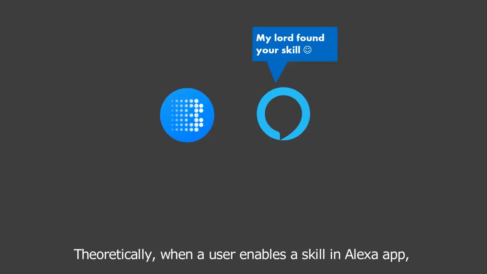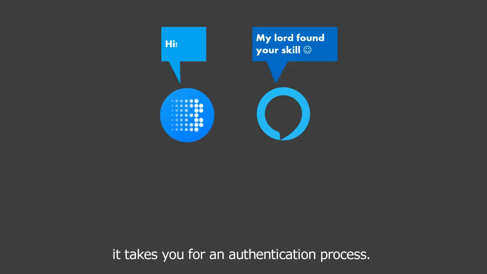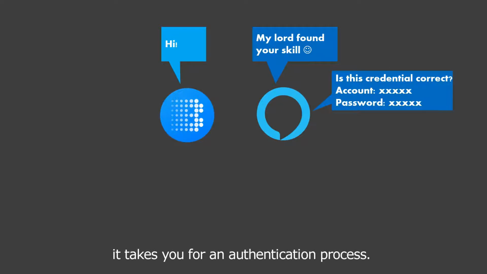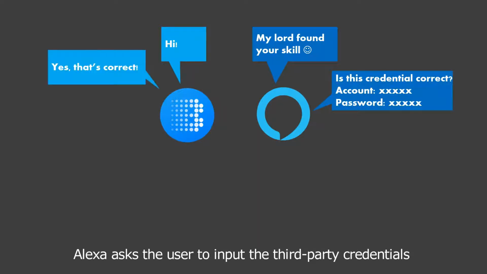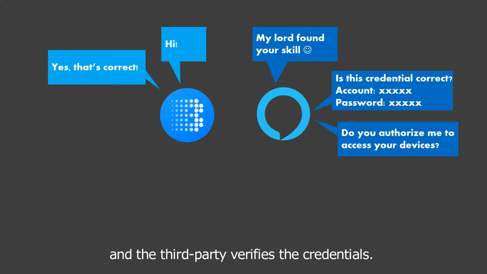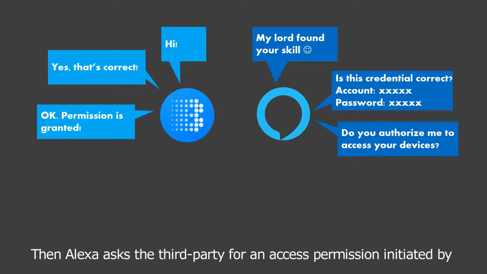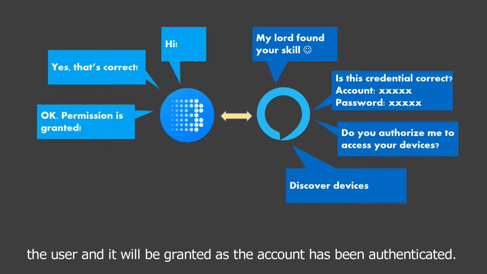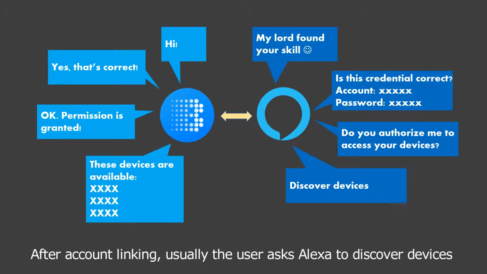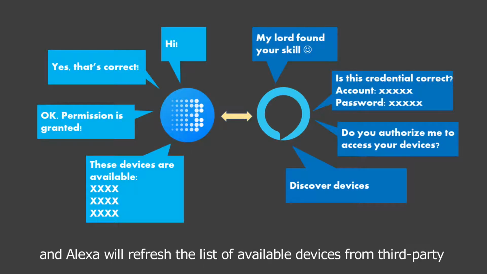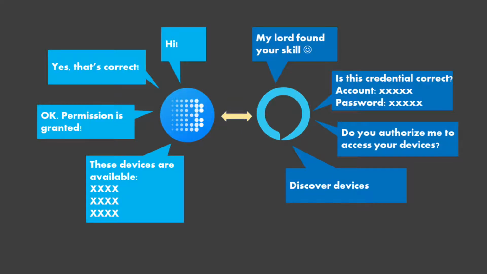Theoretically, when a user enables a skill in the Alexa app, it takes you through an authentication process. Alexa asks the user to input the third-party credentials, and the third party verifies the credentials. Then Alexa asks the third party for an access permission initiated by the user, and it will be granted as the account has been authenticated. After account linking, usually the user asks Alexa to discover devices, and Alexa will refresh the list of available devices from the third party. But how is this done on our phones?